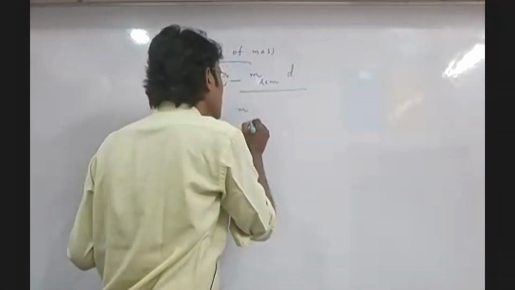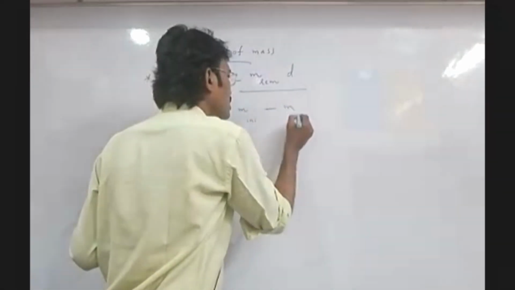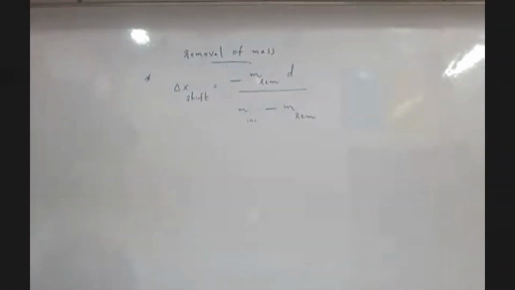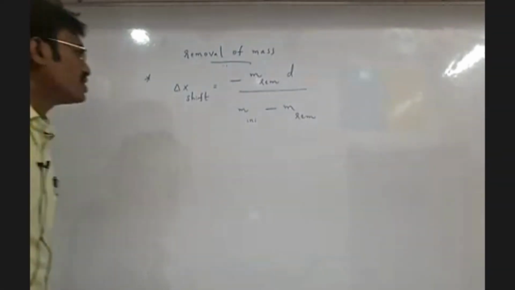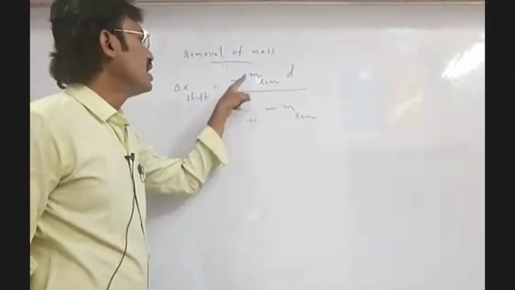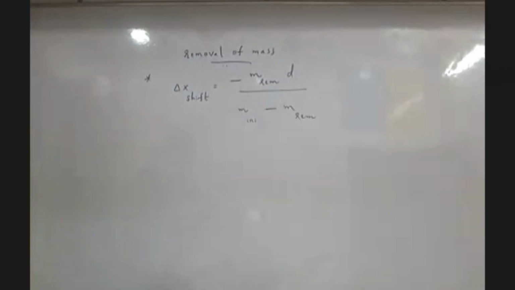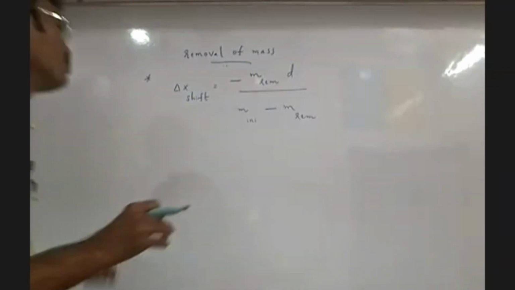m initial minus m removed. This is the shortcut formula for this. Delta x, the shift in the center of mass, is equal to minus m removed into the distance between the two centers of mass, divided by m initial minus m removed. Now, how do we arrive at that? That we will see now. Let's see.